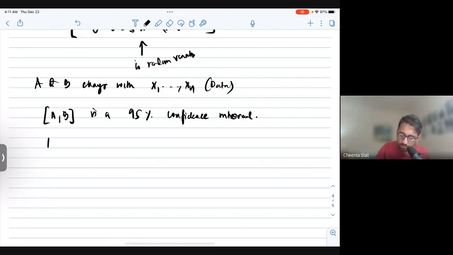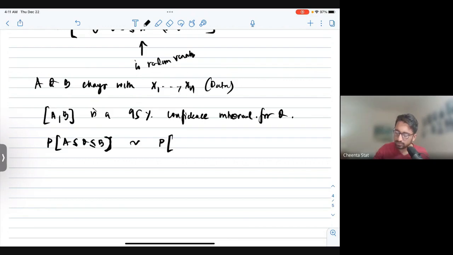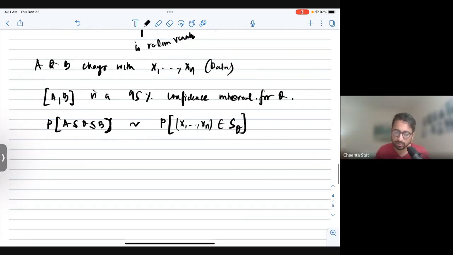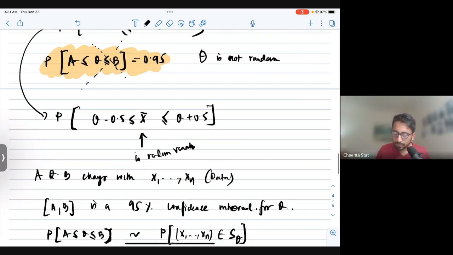Like what does it mean to say a ≤ θ ≤ b for θ? This doesn't make sense. So we converted it to an equivalent statement in terms of a ≤ θ. Essentially, this is the same as saying that the data set lies in a certain set, which is denoted by θ. For example, here the mean lies in a certain set.